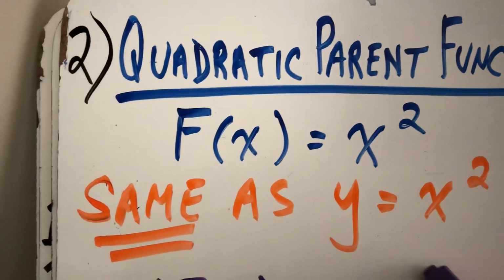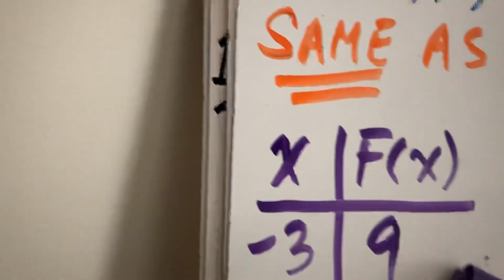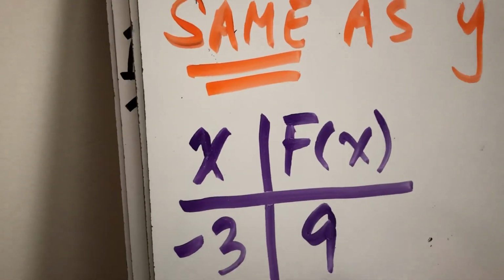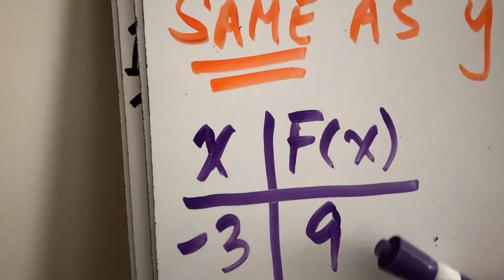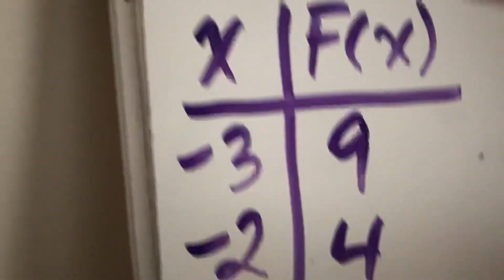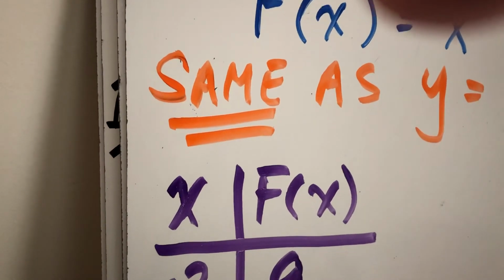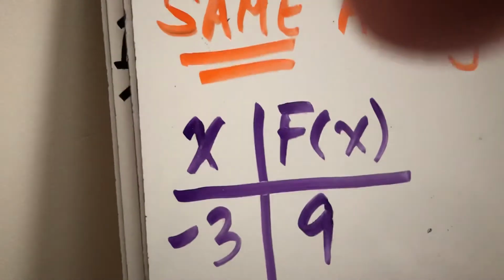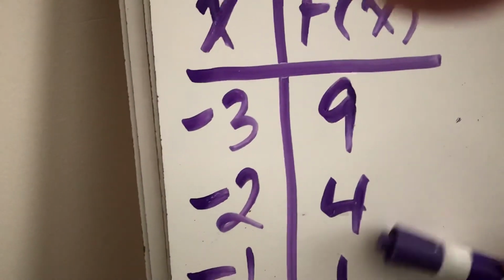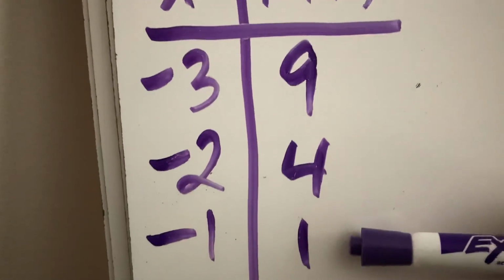What does squared mean? Well, for example, what's negative 3 times negative 3? 3 times 3 is 9. And negative 3 times negative 3 is also 9. Is it negative 9? No, because a negative times a negative is a positive. What's negative 2 times negative 2? 4. What's negative 1 times negative 1? 1.